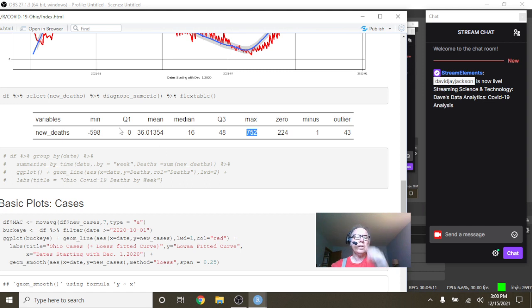So again, you can see that, well, this is interesting. A minimum of 598 cases. Average number of cases, 36. One thing I could do, which would get really annoying, is go in there and just change all the negative numbers to zeros or something like that, or nulls.